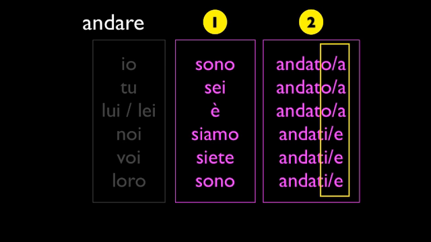When you get to noi, voi, and loro, you notice that the changes become either the masculine plural andati with an i, or the feminine plural andate, and in those cases they, like the o and the a above, follow the same rules as adjectives. So if you want to say we went someplace, siamo andati, if you're a group of boys or a mixed group of boys and girls or men and women. And you can also say siamo andate if you are a group of women who are going someplace or who went someplace.